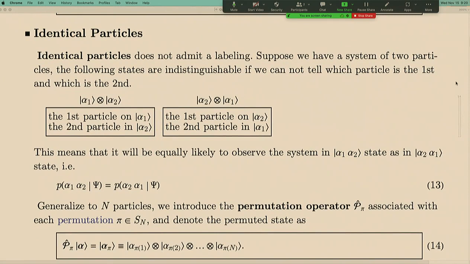Because identical particles do not admit a labeling. You can't label these particles. You can't talk about what is the first particle and what is the second particle.